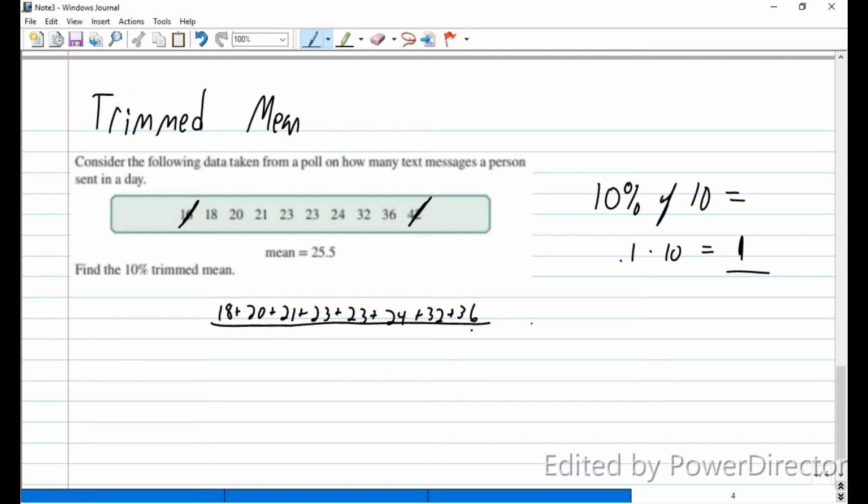And then what do I have to divide by? 8. Okay? Because there's 8 data items. And if you look at the next PowerPoint, you can see they got 24.625 when they divided.